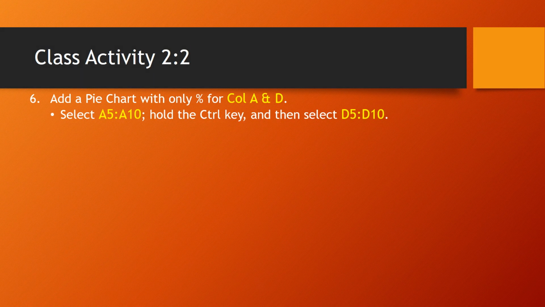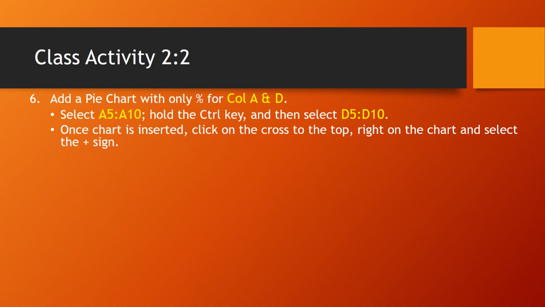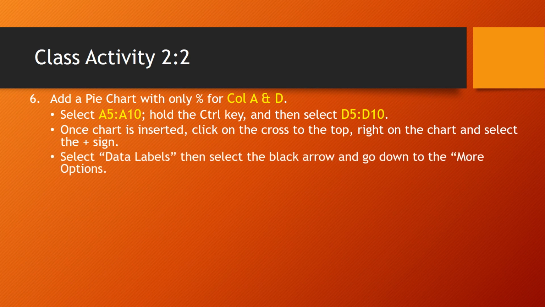Add a pie chart with only percentages for column A and column D. First, select A5 through A10, hold the control key down, and then select D5 through D10. Once the chart is inserted, click on the chart, right-click, and select the plus sign. Select Data Labels, then select the black arrow and go to More options. Make sure that the percentage is the only box checked.